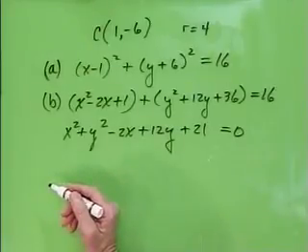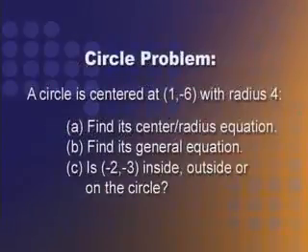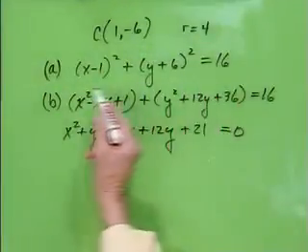Now let's go back to the graphic. There was one more question. Part C says, is the point -2, -3 inside, outside, or on the circle? Well, if I substitute that point into either of these equations, if I get the two sides to be equal, that means the point is actually on the circle. But if I get an inequality, it's going to be either inside or outside. I think what I'll do is substitute that point into the center radius equation.